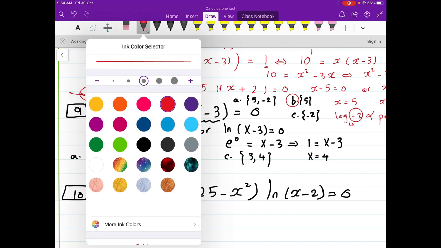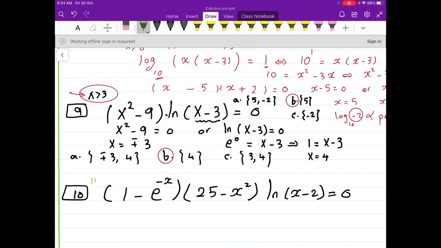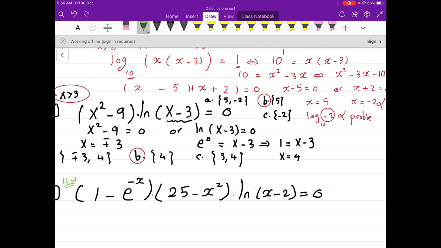So, homework. Try to solve (1 minus e to the power minus x) times (25 minus x squared) times (ln of x minus 2) equals 0. Notice the product of three functions equals 0. Before you solve, what is the domain? This function's domain is R, and this function is R, but for this function x is greater than 2. So before you solve, find the domain. Any value of x must belong to this interval.